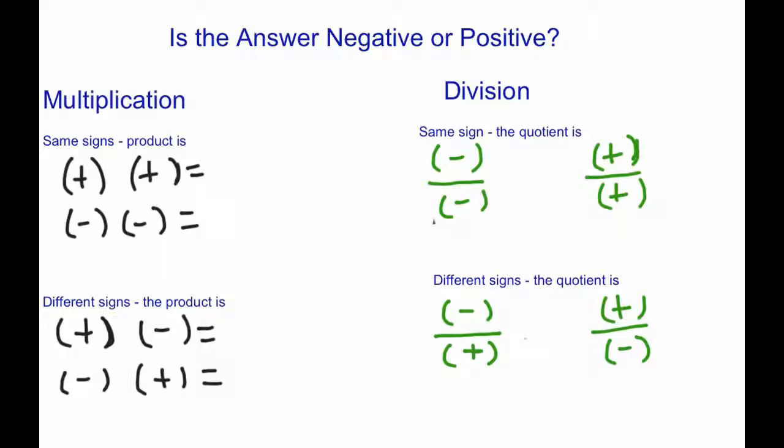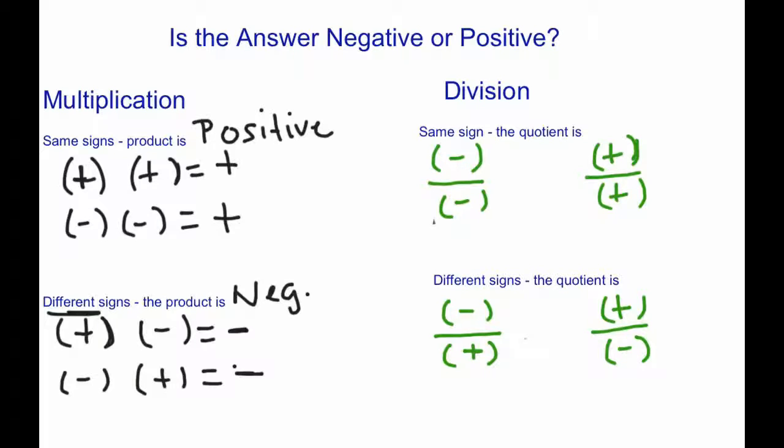In multiplication, a positive times a positive equals a positive, and a negative times a negative also equals a positive. So what we say is that if the signs are the same, the product is positive. Remember that a product is the answer to a multiplication problem. Now, if the signs are different, such as a positive times a negative, the answer will be negative. And a negative times a positive would be negative.